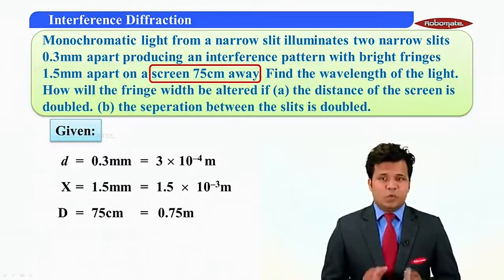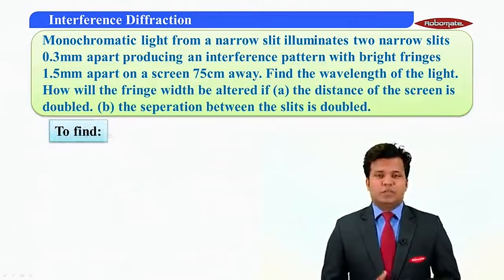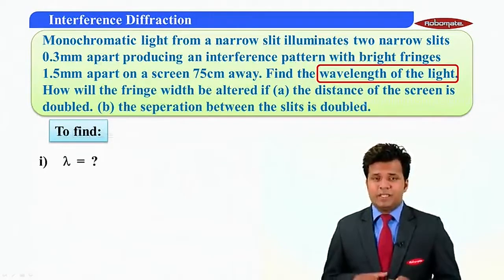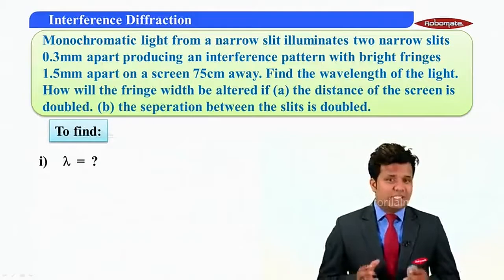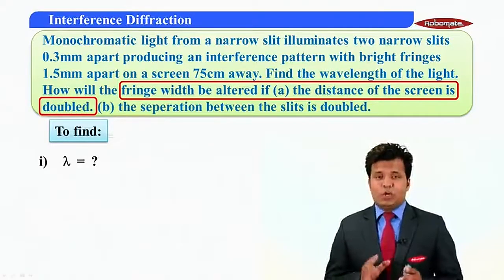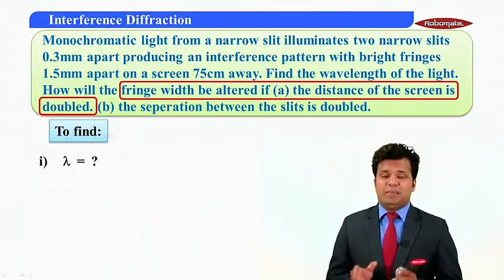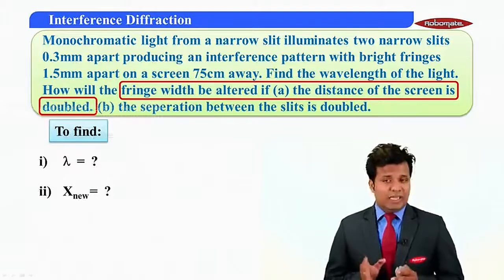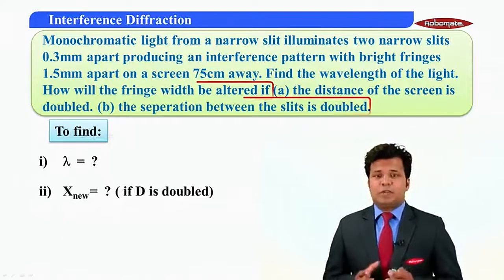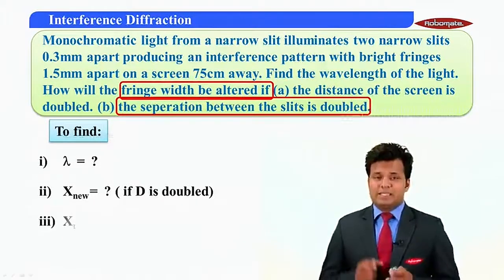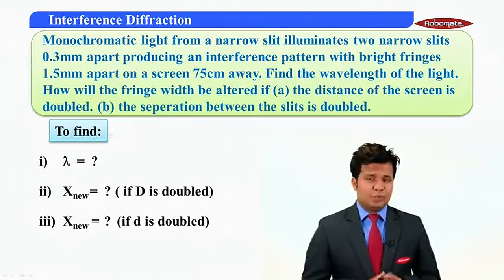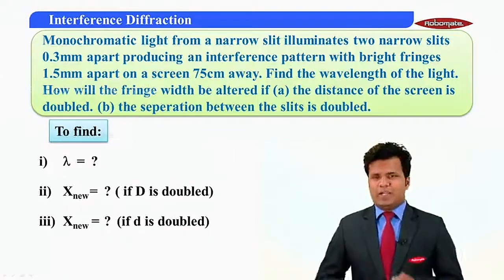Students, this is what was given. We need to find three things. The first one is lambda, the wavelength of the light. The second is the fringe width X when the distance of the screen is doubled, that is X new when capital D is doubled. The third is X new when the separation between the slits, small d, is doubled. Let us calculate it one by one.